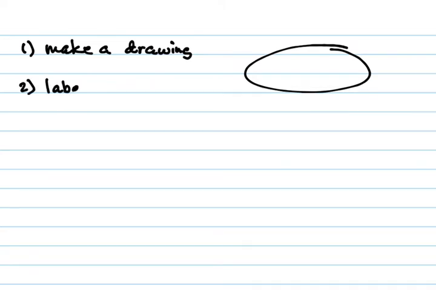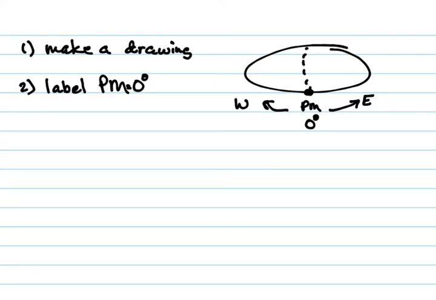Then, we're going to label the prime meridian at 0 degrees. Now, just like the equator, it doesn't matter where you put it, but we usually put the equator in the middle. So what we usually do is we just call this the prime meridian. That's the line of longitude that's at 0 degrees. And remember, it divides the Earth into east and what? West. Okay? So you remember some of those drawings?